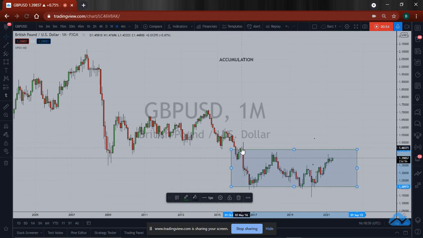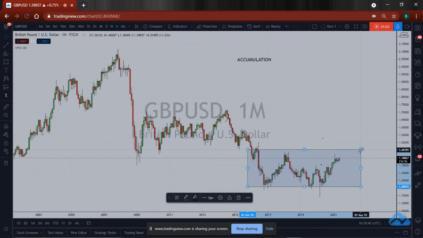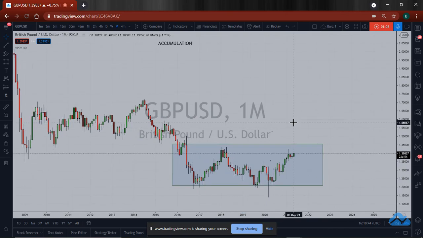So we take this from the highest point, from the last sell, right? From the highest point to the lowest point, and then we take price across. So this way we have this level of accumulation on the monthly time frame. So this is the easiest way to identify accumulation using this rectangular box, right?